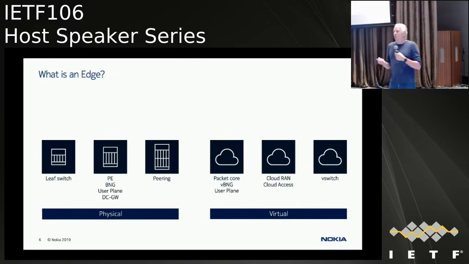But an edge can also be a virtual thing, or in a microservices architecture, it can be like a user plane function sitting on a server. It can be a virtual switch implemented on a server, or it can also be a virtual switch implemented on a NIC going forward. So you see that the environment we have available to us in order to connect all of these things together has quite a lot of variety, right?